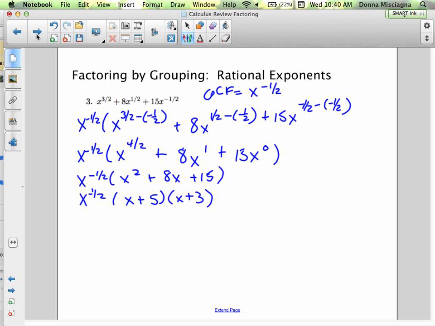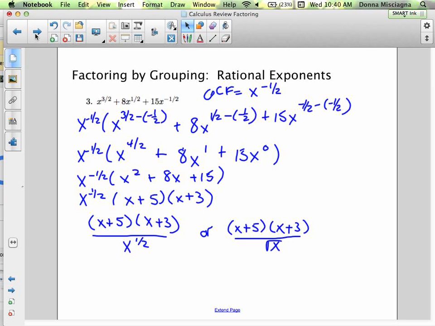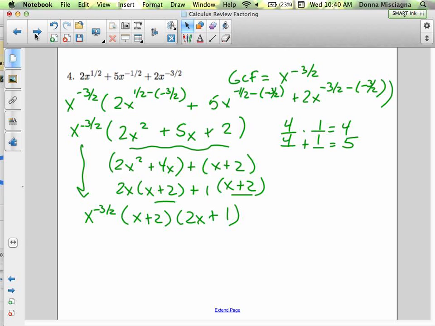So here, super simple. Let's leave the x plus 5 and the x plus 3 in the numerator because they have a positive exponent, and move the x to the negative 1/2 to the denominator and change the sign to positive. And if you don't like the exponent of 1/2, you could make that a radical, and that's fine as well. So it's super easy to simplify the negative exponents when it's all factored: they just go to the denominator.